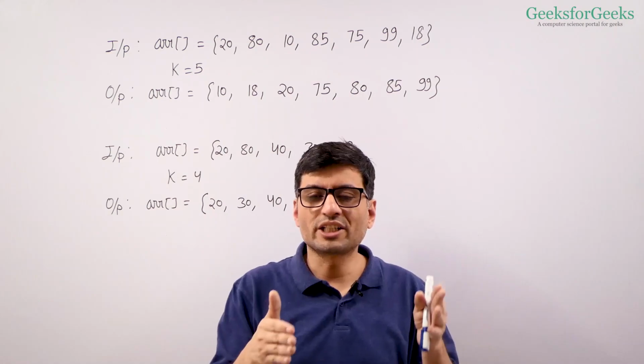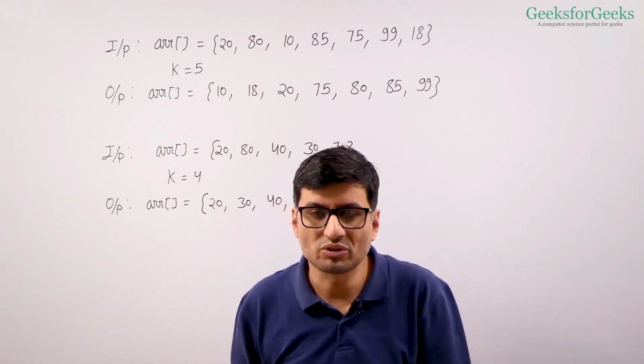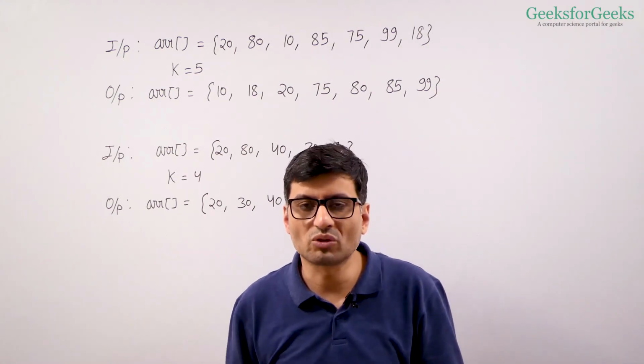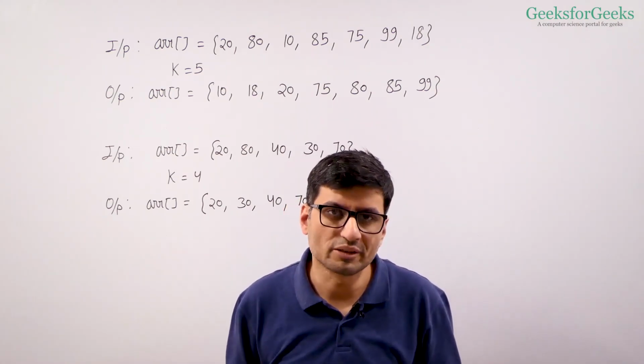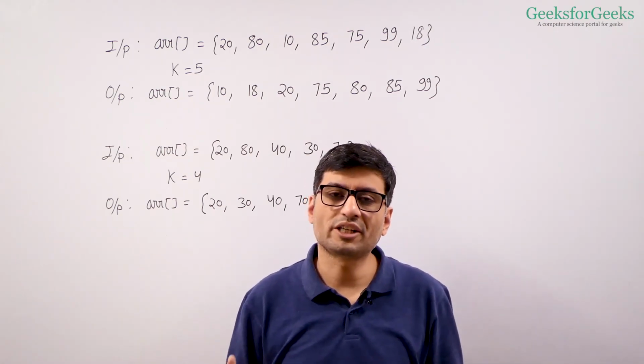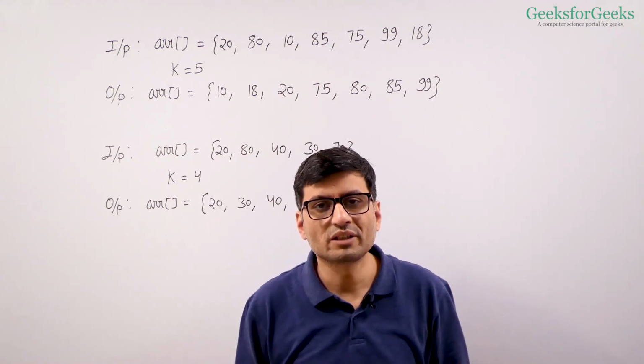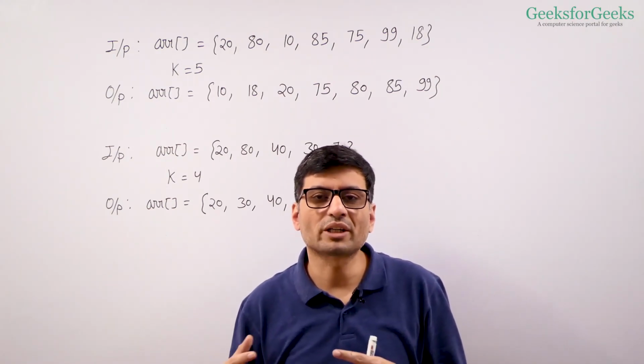You need to decide the ranges for individual buckets. Then you need to put these elements into individual buckets. Then you need to sort the individual buckets, and then you need to concatenate them. Now please pause this video and write a function that takes an array as an argument, number of buckets as another argument, and then sorts the array using bucket sort.